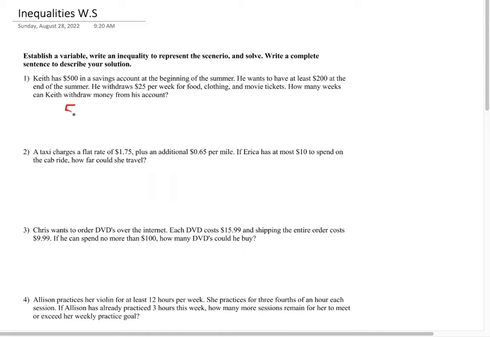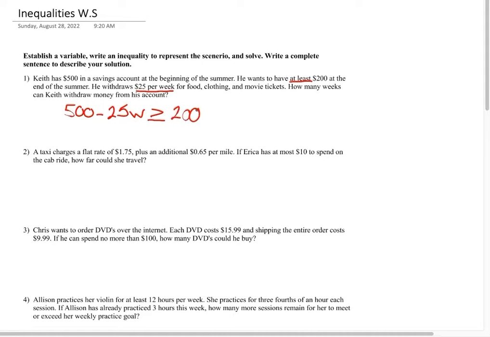So we know that he's starting off with a total of $500. And then every week he's withdrawing $25. When you withdraw $25, that means you're taking away $25 from your account. So we're going to subtract 25 times the number of weeks because he's going to be taking out $25 every single week. He wants at least $200.